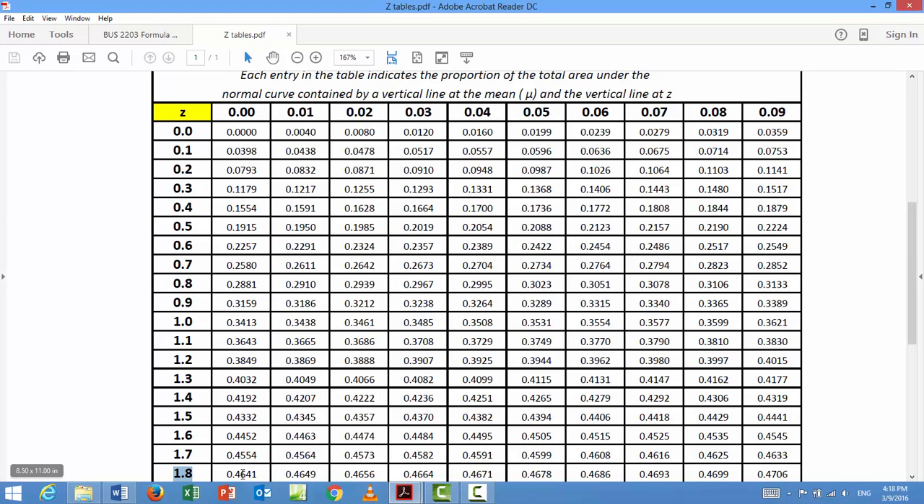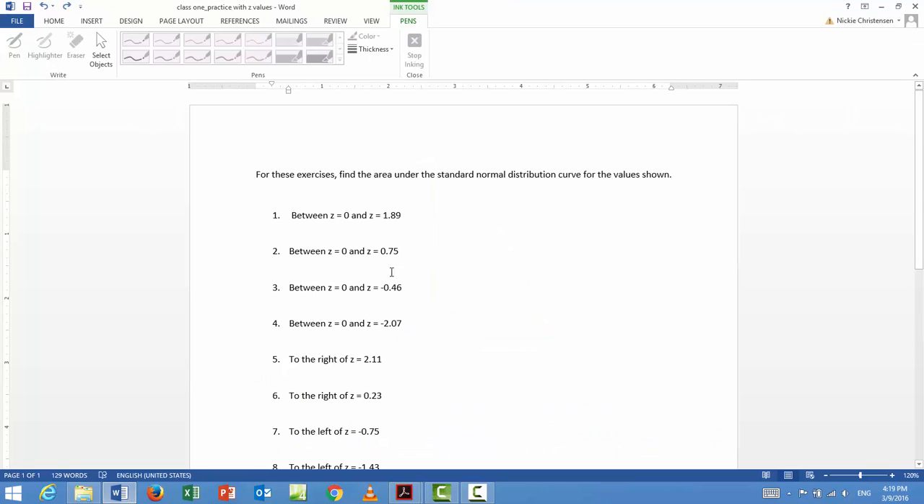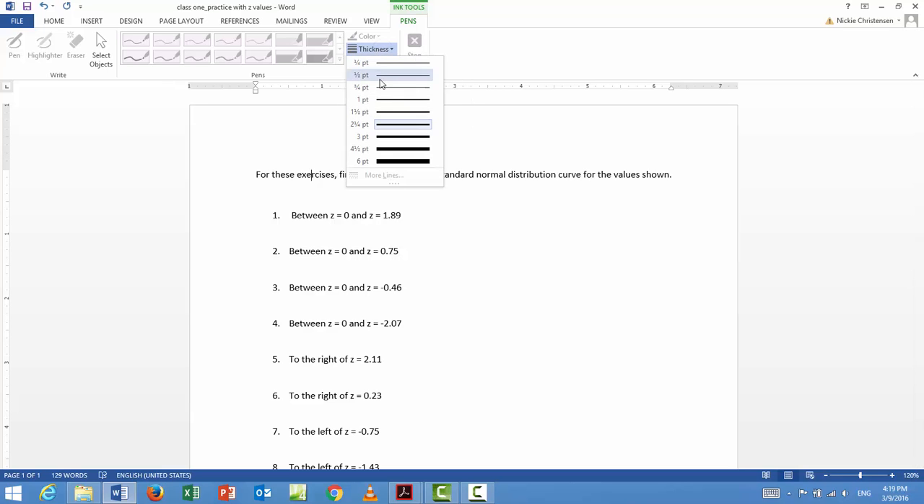So 1.8 is the area between 1.80 and the mean. This is the area between 1.81 and the mean, and so on. Our z-value is 1.89. This is what is called the p-value. This is the area between the z-value of 1.89 and the mean, 0.4706. So the answer to this is 0.4706.